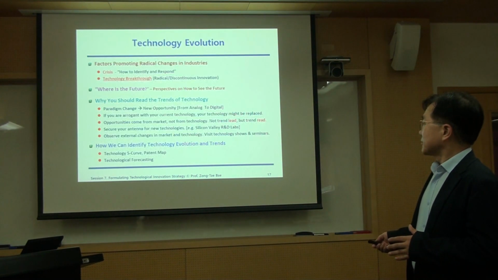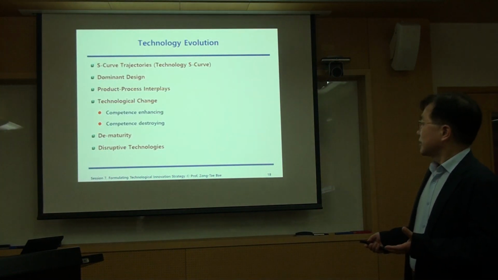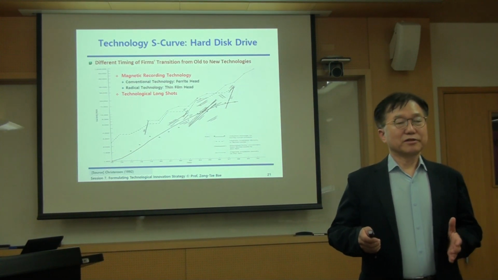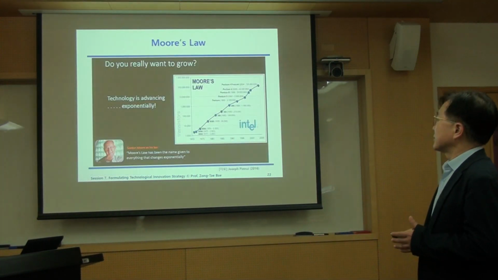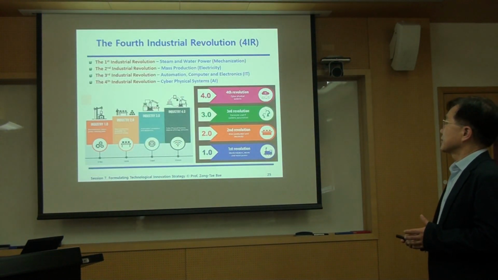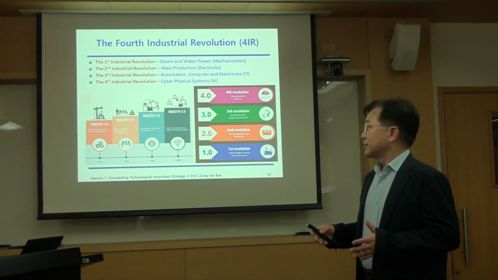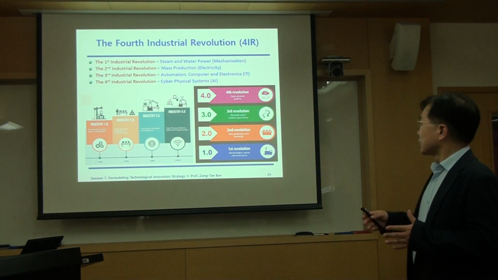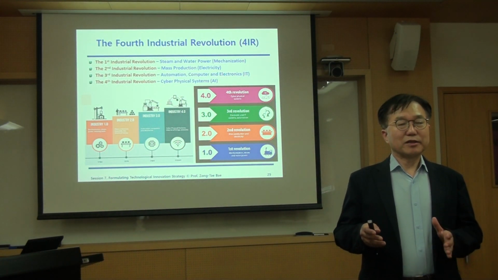Among technology evolution, we should know the trend of the technology strategy, and one of the very typical technology trends recently is the 4th industrial revolution. So I'll explain the 4th industrial revolution very briefly. As we know, the 1st industrial revolution started from the steam and water power innovation. Steam locomotive train was developed at that time.